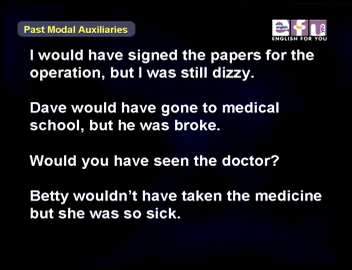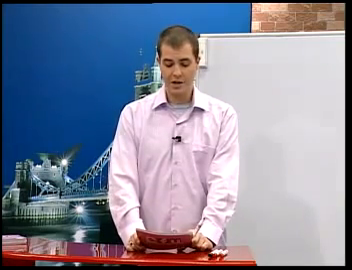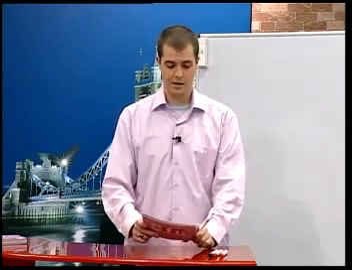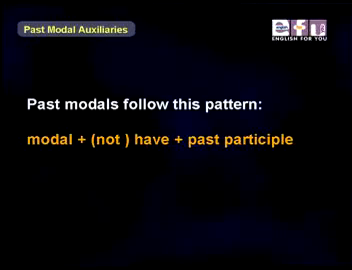Betty wouldn't have taken the medicine, but she was so sick. Okay, past modal auxiliaries are used to describe past actions or situations that are not real or did not occur, and we usually use them to talk about our wishes about these past events. Now, past modals follow this pattern. We have the modal plus, if it's negative, not. If it's not, then have, then plus the past participle.